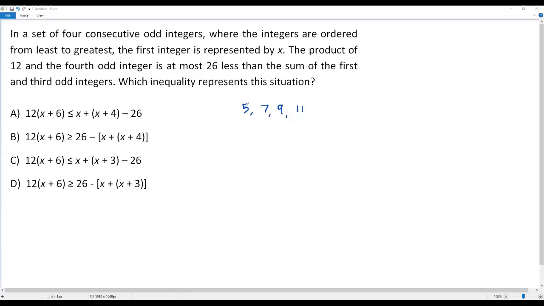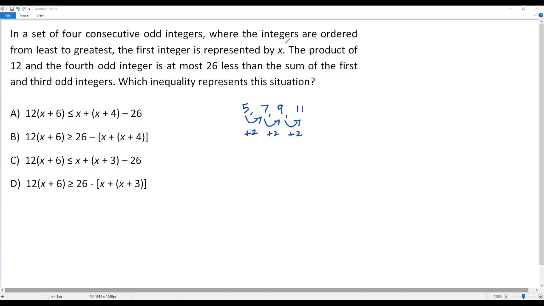When I take 5 as the first odd integer, and I want to get the next consecutive odd integer 7, what should I do with this 5? I have to add 2 to get 7. From 7, to get the next consecutive odd integer 9, I have to add 2 to this 7. To get the next consecutive odd integer 11, I have to add 2 to this 9. Just for an example, I took 5 as the first odd integer.